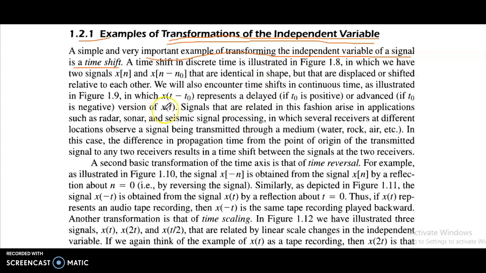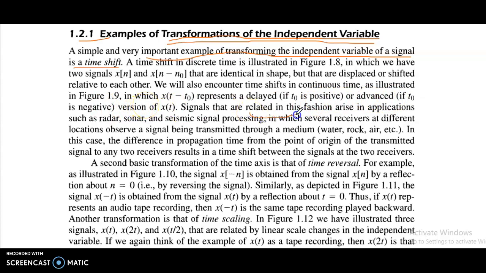We will also encounter time shifts in continuous time, as illustrated in figure 1.9, in which x of t minus t naught represents a delayed signal if t naught is positive or an advanced signal if t naught is negative.